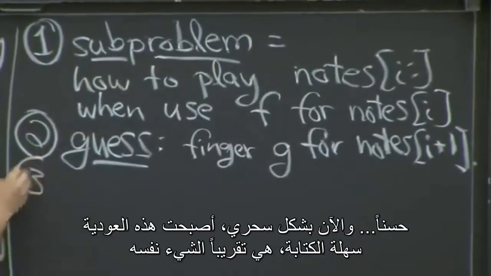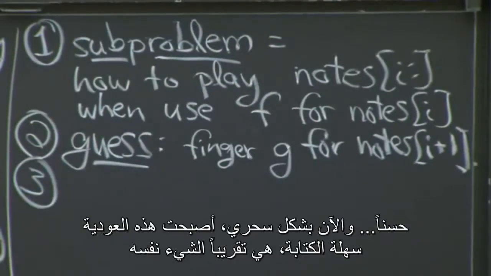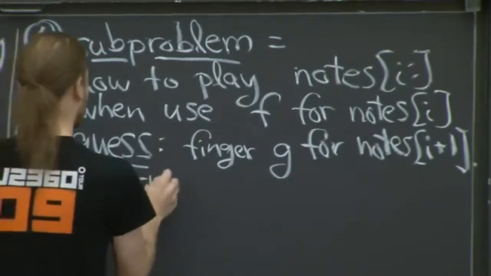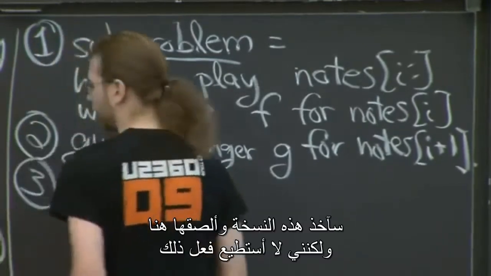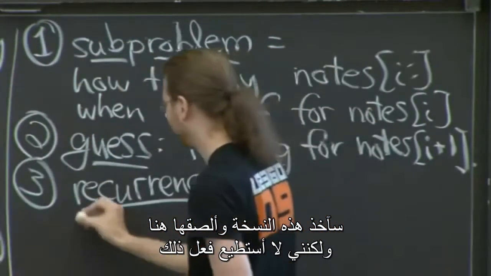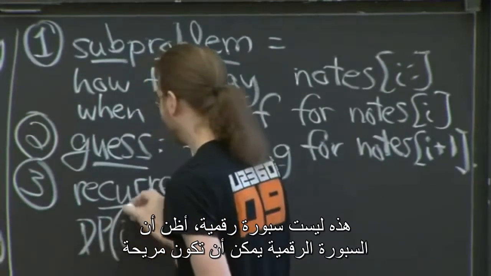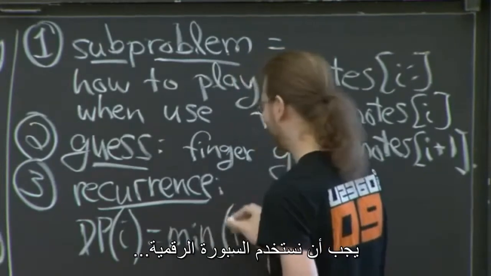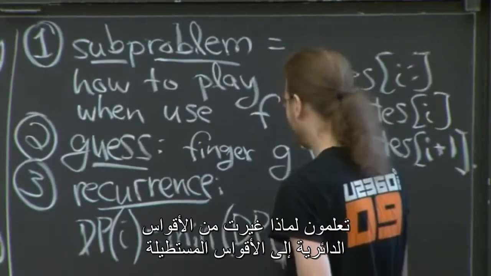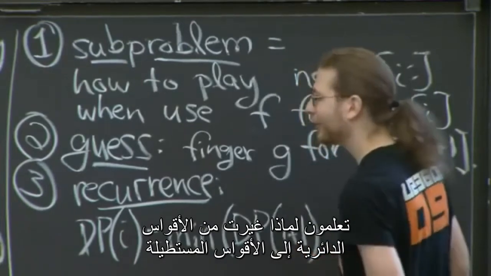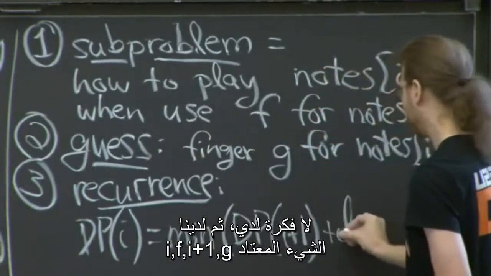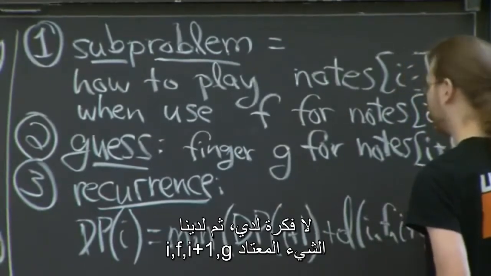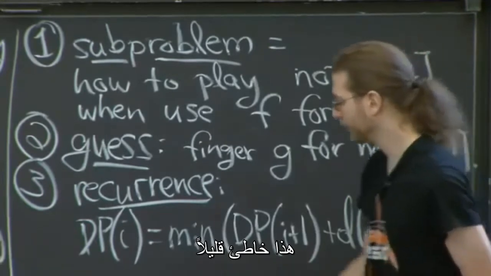And now, magically, this recurrence becomes easy to write. It's almost the same thing. I wish I could just copy and paste this over, but I can't. It's not a digital blackboard. Are there digital blackboards? That would be cool. Someone should make that. I don't know why I switched from open parens to square brackets, but I did. Then we have, I think, just the obvious thing: i, f, i plus 1, g. This is slightly wrong, though.